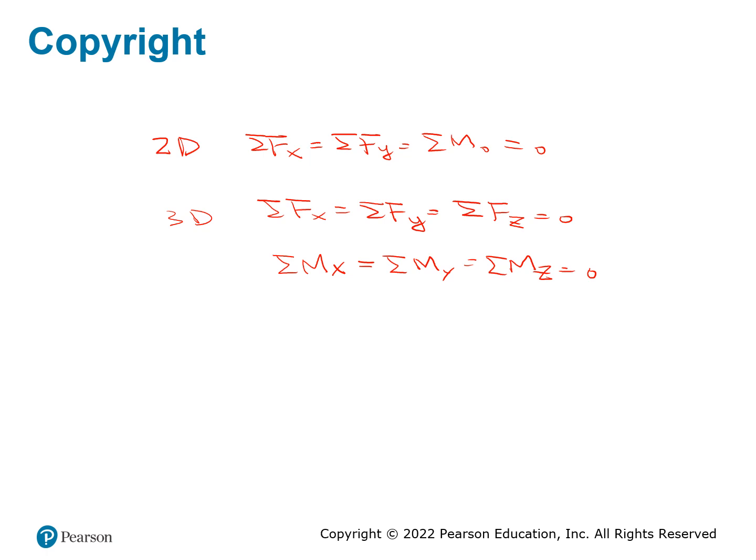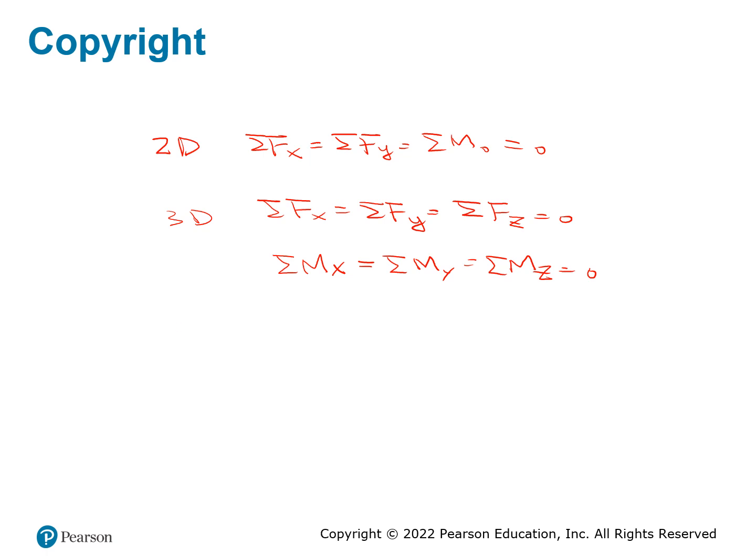This is for the rigid body, and it is static. Static meaning it doesn't move. That's why the summation of force equals 0. If it's not equal to 0, you have acceleration. It doesn't rotate. That's why the summations of moment are all equal to 0.